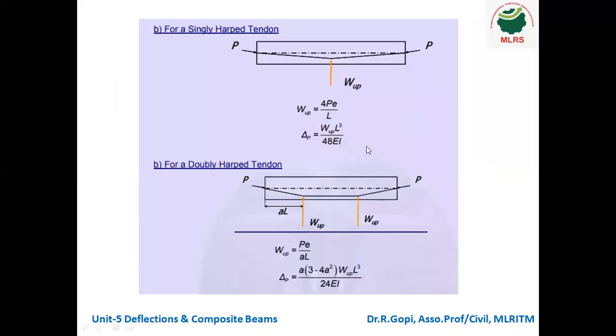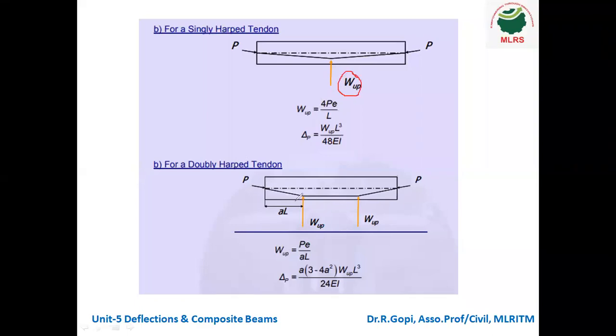Next, come to a single point load acting at center. We know the formula for a simply supported beam carrying a point load at center: WL cube divided by 48 EI. So W upward is equal to 4 PE divided by L. This is the formula for upward load.